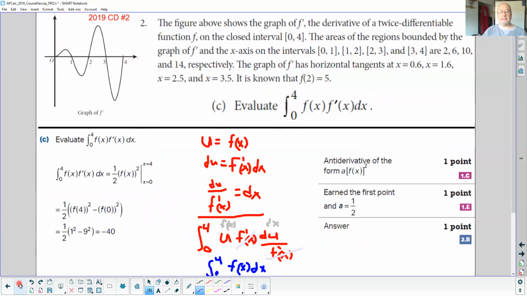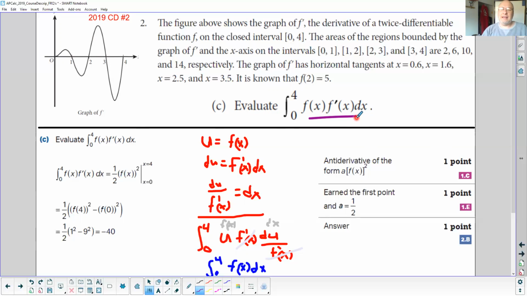C, this is a very unique problem. I've never seen anything like this before. It took me a few moments to put my thoughts together on this one. So they want you to evaluate the integral from 0 to 4 of f times f prime of x. When I first see this, my gut tells me, hey, that's got to be integration by parts because there's a multiplication. But then how do I do my u? How do I do my dv?